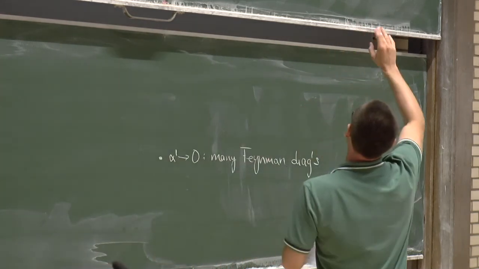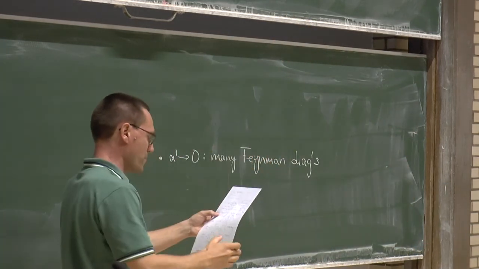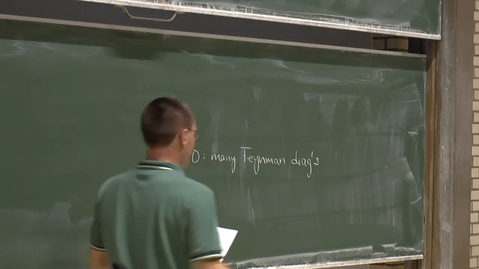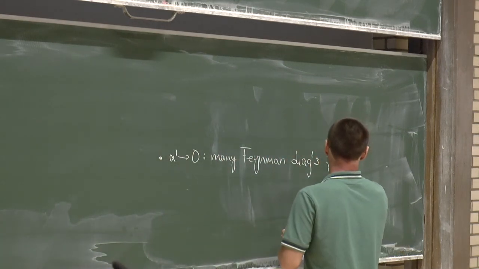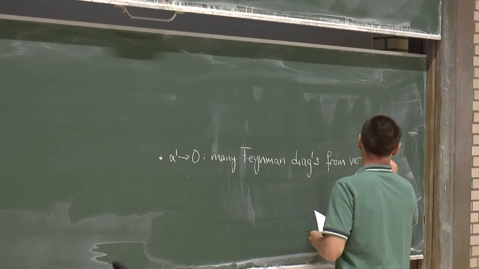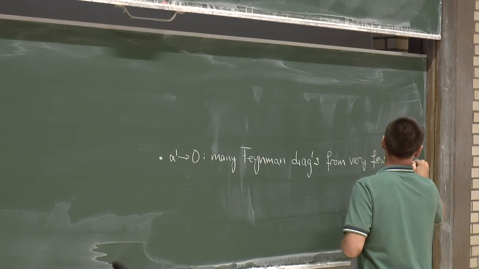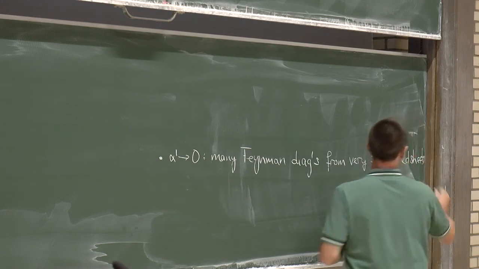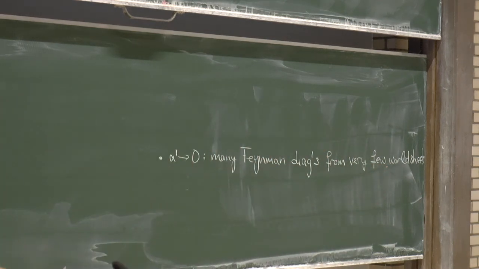Okay, maybe we need a caveat at the one-loop order. There's not only the annulus topology here, but also the Möbius strip that I didn't draw. But for sure, it's many Feynman diagrams from very few world sheets. So 3 levels, a single one. By the way, is the handwriting okay in terms of size, shape, and so on? Just interrupt me if not.